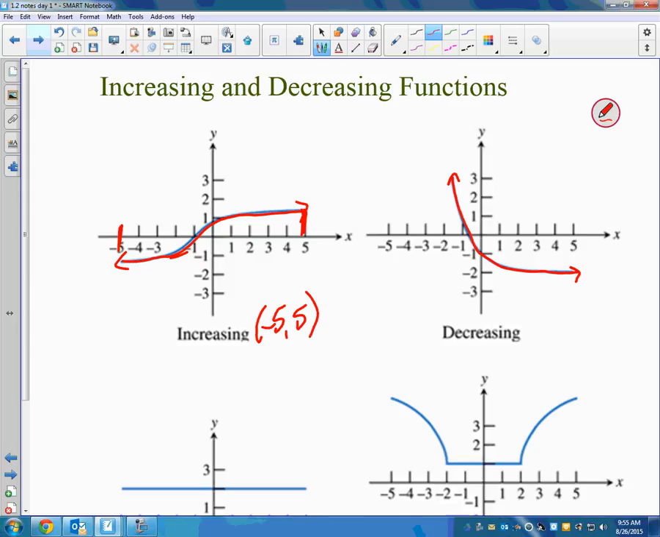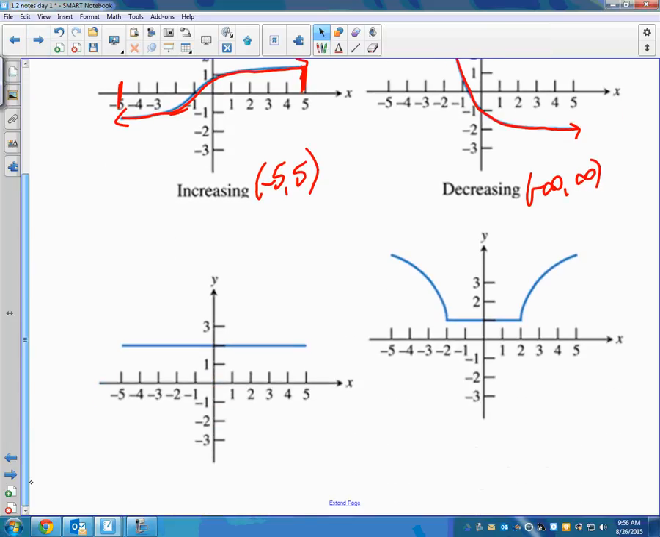Again, I like to think of it as decreasing from -infinity to infinity, because I like to think about it going forever, not stopping, but I'm okay either way you want to do it. And this one is constant because it doesn't change, it's just a straight line. What you're going to get on your homework is more of a combination of telling me when it changes from one to the other.